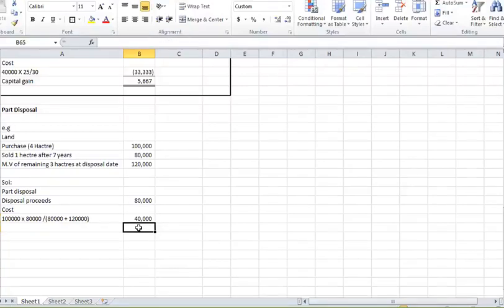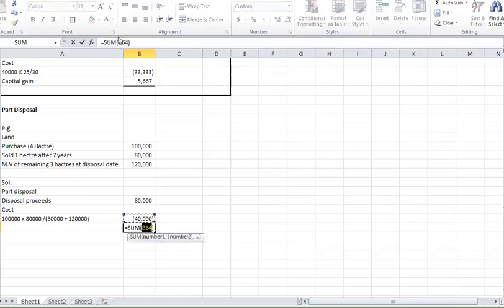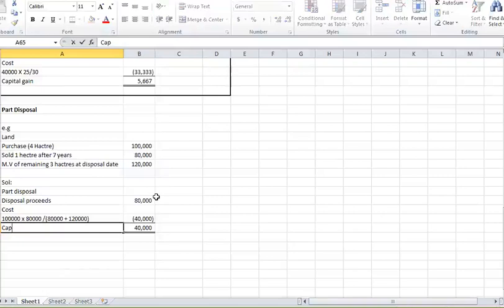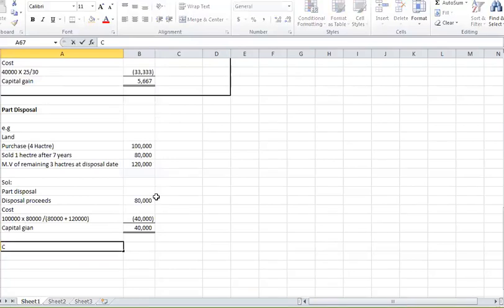And how to calculate gain or loss? Selling price minus cost is equal to gain or loss. Here you go. This is your capital gain. And now there is an interesting question. What is the cost of the unsold portion of the asset?